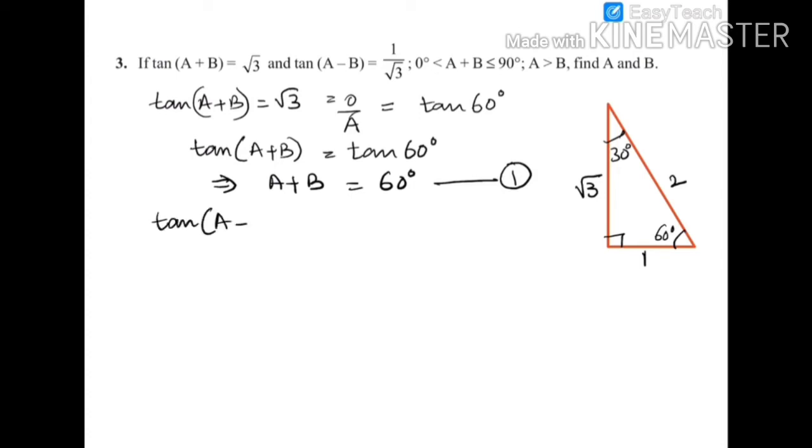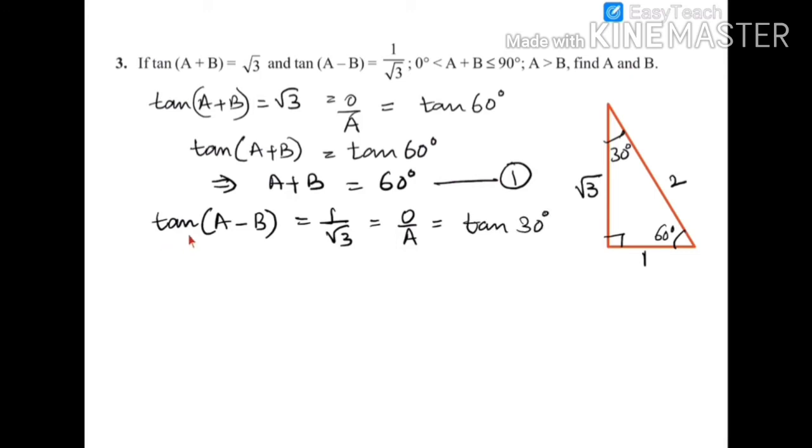Now take the second equation, tan(a minus b) equal to 1 over root 3. So again this is opposite upon adjacent. So we have to write 1 over root 3 in terms of tan of an angle. So 1 is the opposite side and root 3 is the adjacent side for a 30 degree angle in this figure. So 1 upon root 3 is tan 30 degrees.